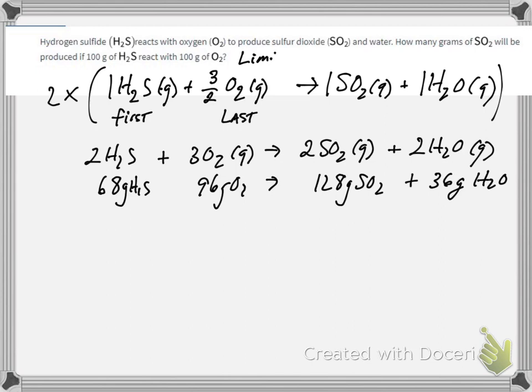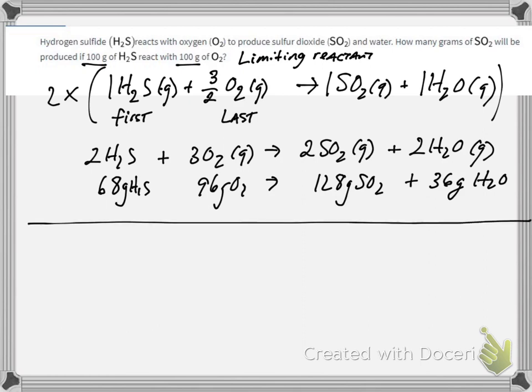All right, so let's take a look at the coefficient method. Which one is the limiting reactant? We know it's limiting reactant because we're given both masses. So anytime you're given 2 masses, you know it's limiting reactant.